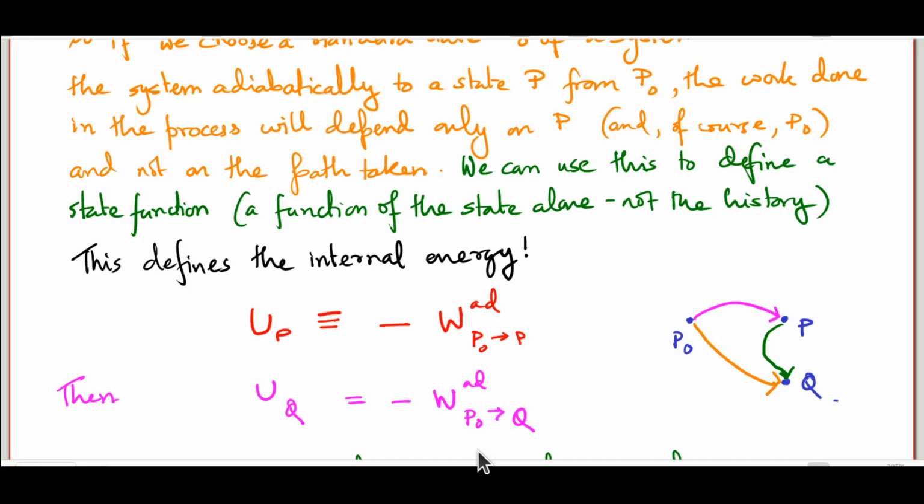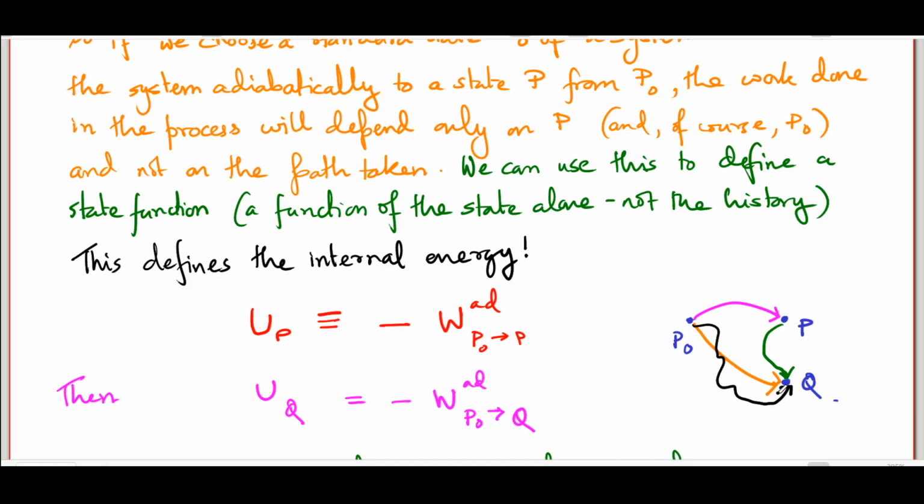Of course, if you talk of another state Q, as you can see in this diagram, then the internal energy of the state Q is given by the work that you would have to do to go from P0 to Q under adiabatic conditions, again with a minus sign in front. And note that the path could be the one that I have drawn, but could be anything else, could be something like this. As long as the path is adiabatic, you are actually going to get the same work done and hence the same value for UQ, irrespective of the path chosen.